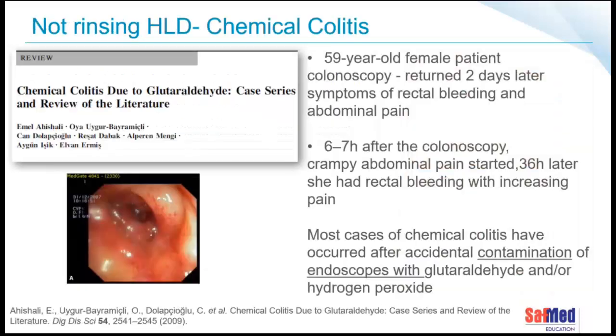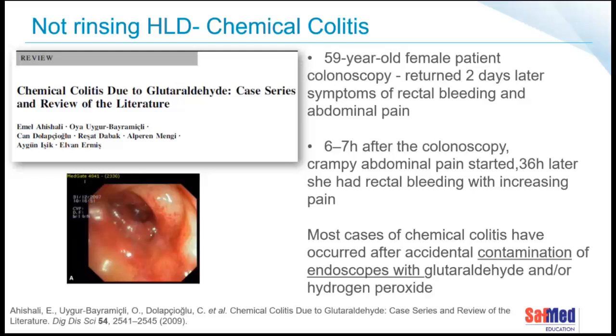Here's another one that also involves incorrect rinsing. So here, a female patient of 59 years of age had gone for a colonoscopy. She returned 2 days later with symptoms of rectal bleeding and abdominal pain. In fact, 6 to 7 hours after the procedure itself, she was very crampy. She had abdominal pain, which we would assume might be a little bit common after a procedure like that. But eventually, 36 hours later, she came back to the hospital because now she had rectal bleeding and severe pain.